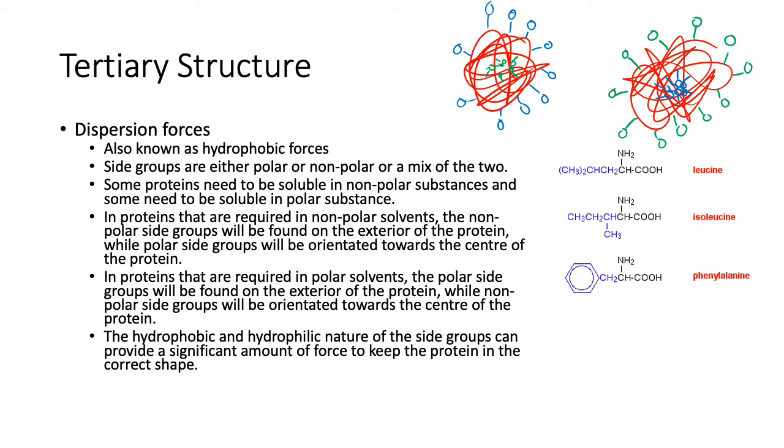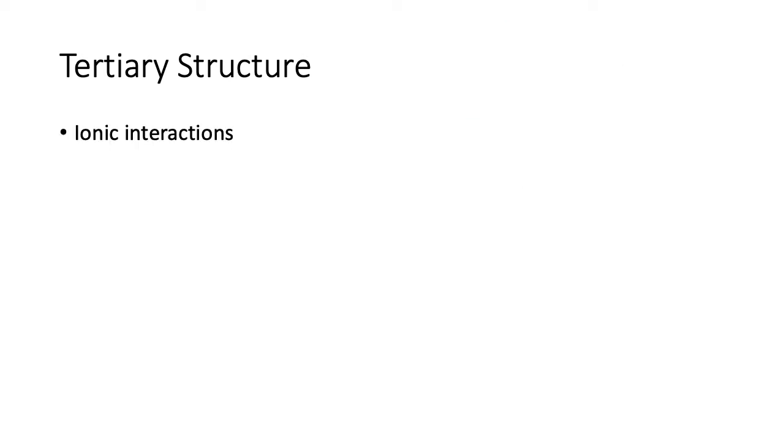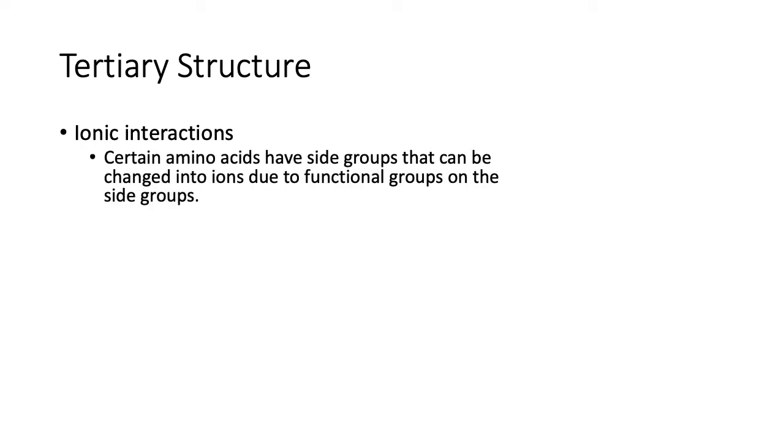All right, and then finally the tertiary structures. We have ionic interactions as the last one. Certain amino acids have side groups that can be changed into ions due to functional groups on the side groups. In other words, anything with an amine or a carboxylic acid can be turned into an ion. Aspartic acid is an example, with lysine.